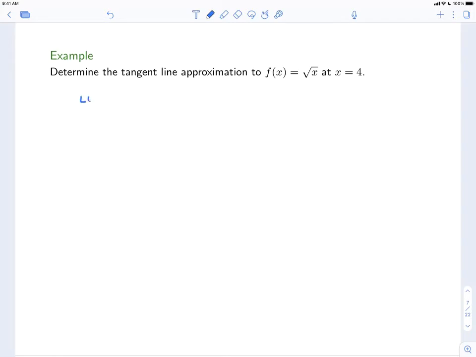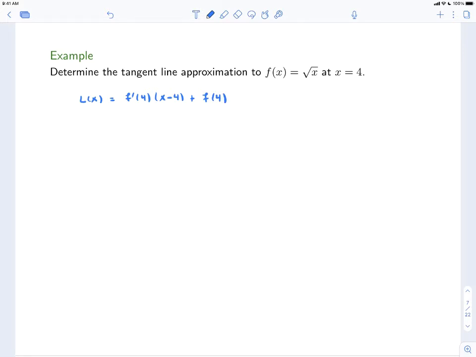So the tangent line approximation, L at x, is equal to f prime at a, in this case a is going to be equal to 4, times x minus a plus f at a, which is 4. A is equal to 4. So we just need to determine what all of these pieces are.